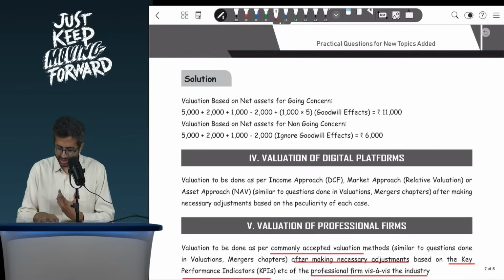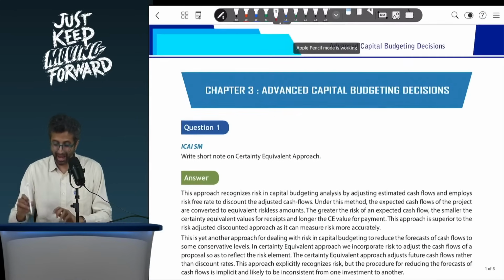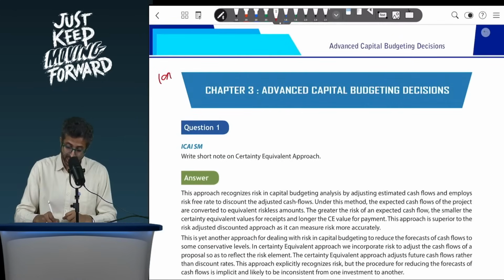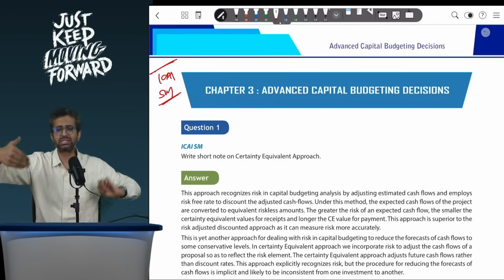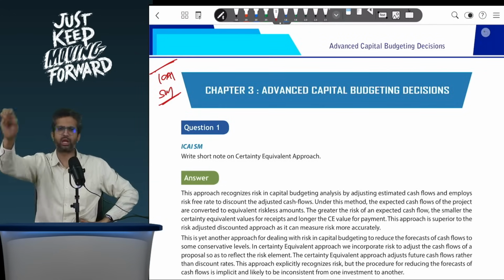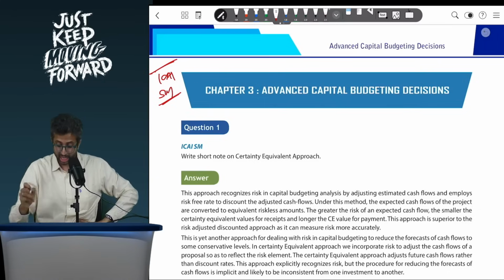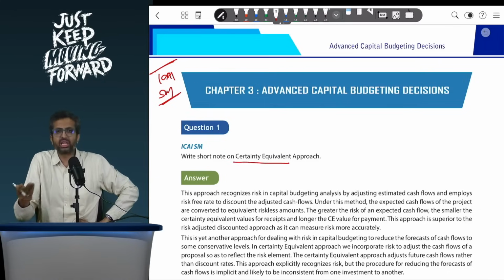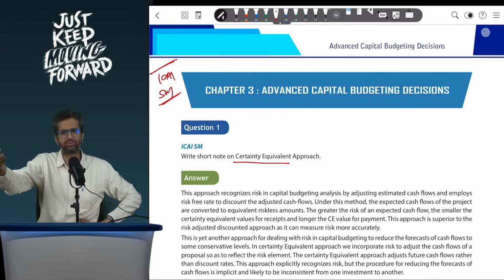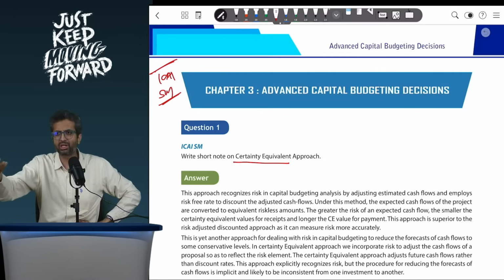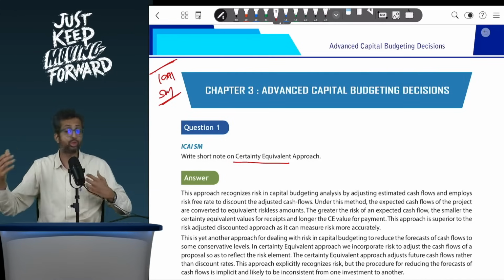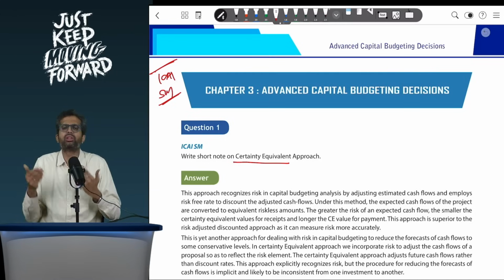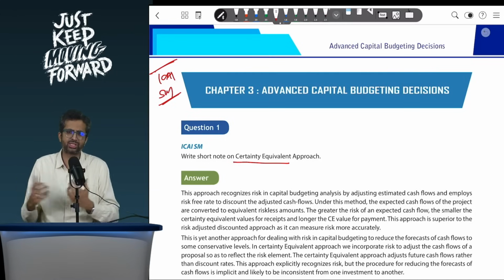In capital budgeting also, I've tried to compile from the study material. All of this is ICAI SM. In ICAI SM, you have 4 questions in the theoretical section from advanced capital budgeting, and I've taken exactly that. First is write a note on certainty equivalent. In certainty equivalent, if you have done the sums, you have the expected cash flows, and you multiply them by the certainty equivalent. That will give you the certain cash flows, which you discount at the risk-free rate to find, let us say, the risk assessment for the project.